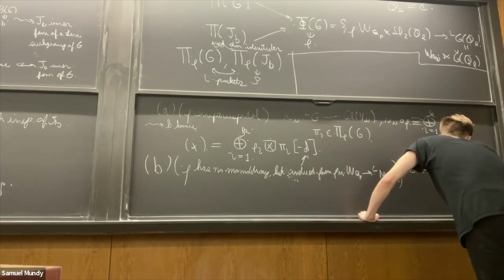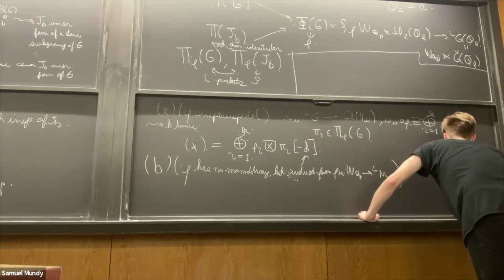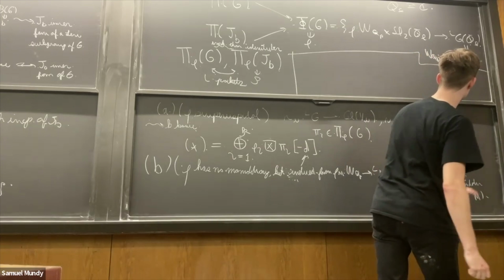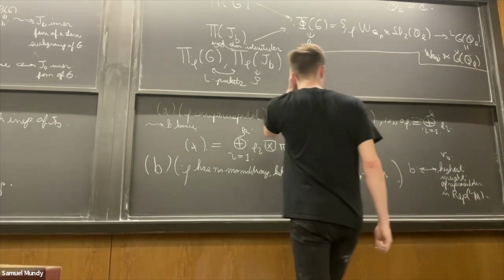But in this case, what happens is that B roughly has to correspond to some highest weight of a representation in Rep L_n. So I'm going to denote this highest weight by UV. Rather some sort of Bio orbit. Well, okay, it said highest weight, so it's fine.